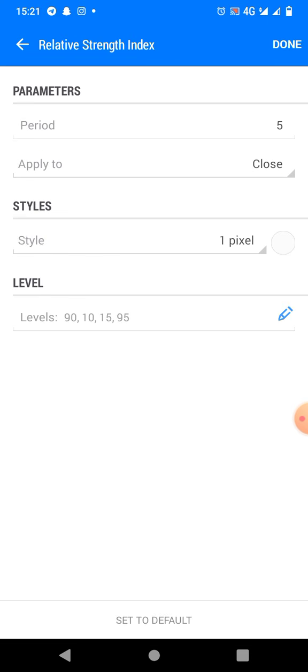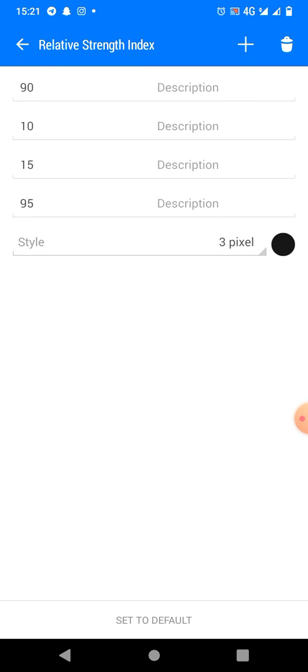Then the next indicator, we have the relative strength index, period 5, apply to close, style 1 pixel. And then we have the levels: the 90, the 10, the 15, and the 95 level respectively. Color black, style 3 pixel. Just keep it the way it is, guys.